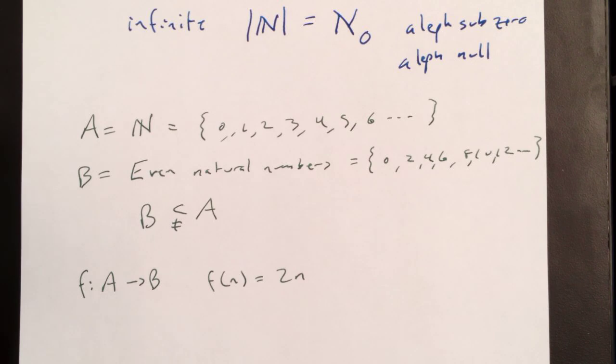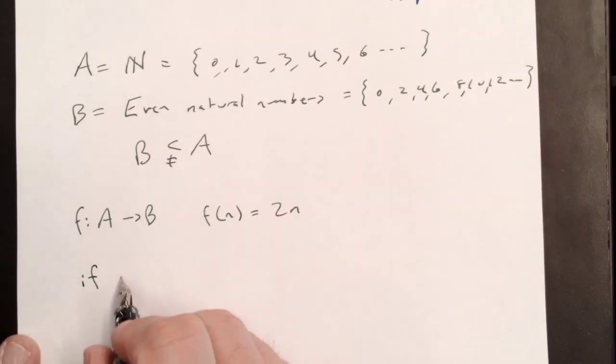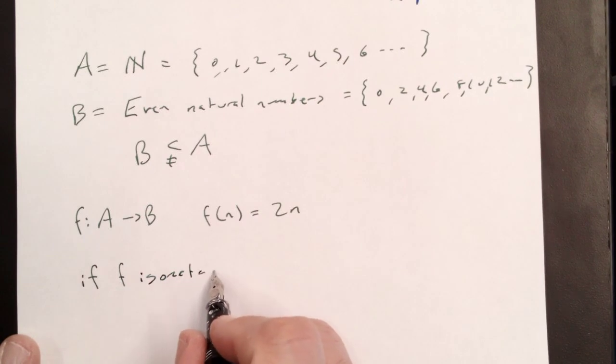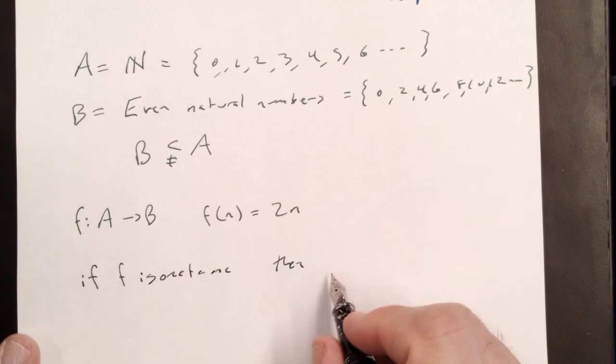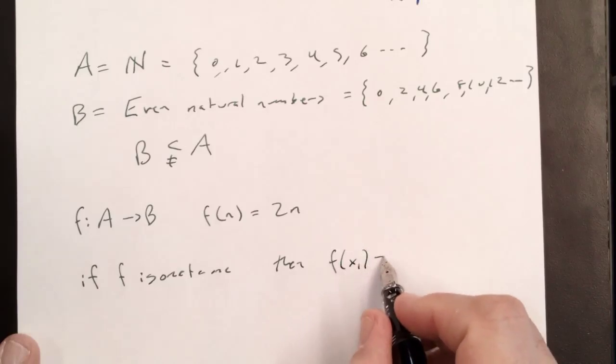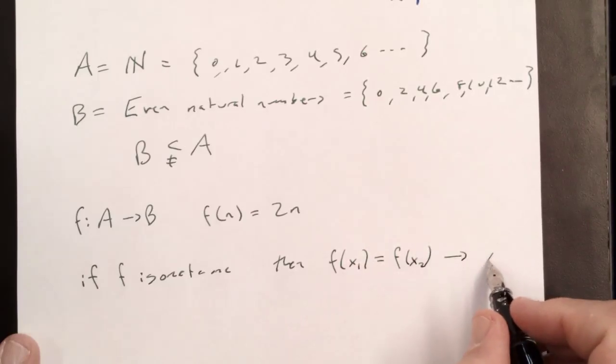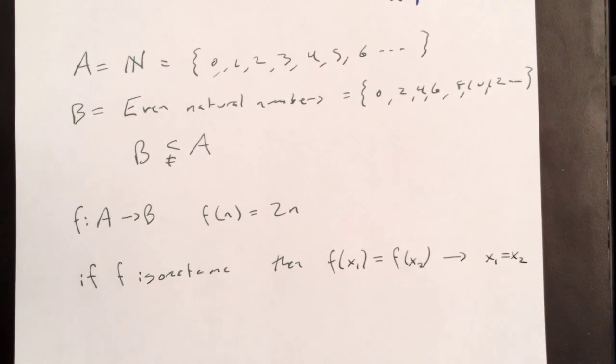A function is one-to-one if different inputs go to different outputs, or when the outputs are the same, the inputs had to be the same. So I'll write that down again. If f is 1-to-1, then f of x1 equals f of x2 implies x1 equals x2. The only way to get the same output is to get the same input. So let's ask, is this function one-to-one?